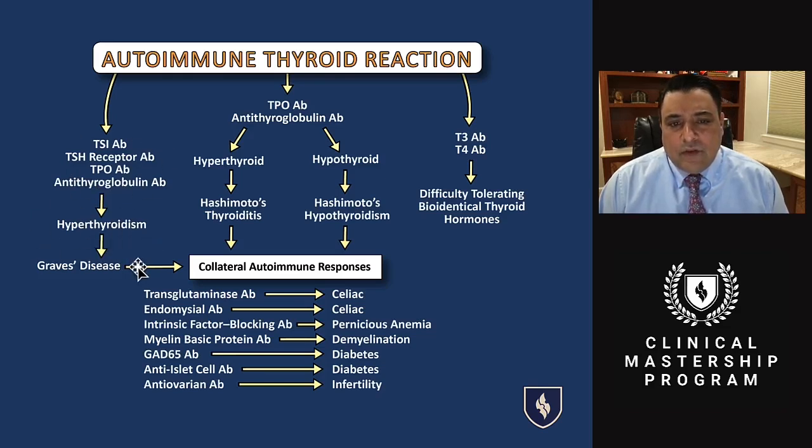Now, when you look at Hashimoto's, it can be hyper or hypothyroid, right? Once you get Graves and you have the TSI antibodies, you're going to be in a hyperactive state because these autoantibodies in Graves bind to the receptors and increase metabolism. In Hashimoto's, you don't have the TSI, thyroid stimulating, or TSH receptor antibodies involved. You just have the TPO and thyroglobulin. So that's one of the key differences between Graves and Hashimoto's.